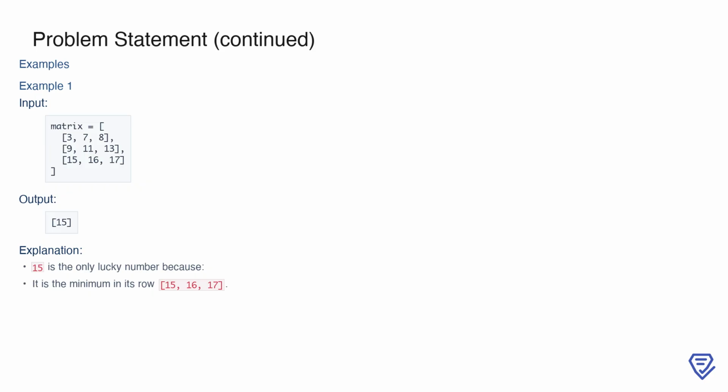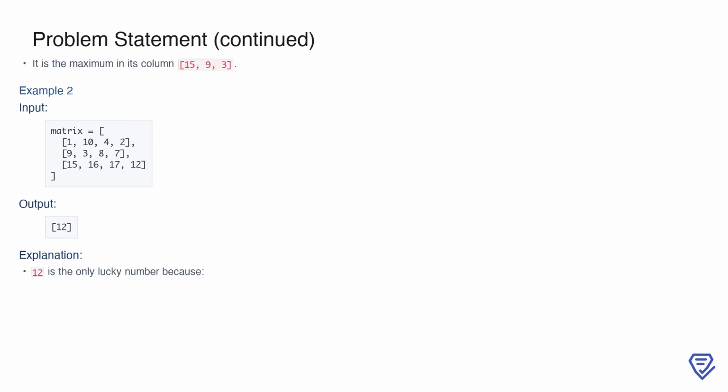Consider this 3 by 3 matrix: 3, 7, 8; 9, 11, 13; 15, 16, 17. The output for this example is 15. Here's why: the number 15 is the smallest element in its row, 15, 16, 17. This means it satisfies the first condition for being a lucky number. To check the second condition, we look at the column containing 15, which is 15, 9, 3. Since 15 is also the largest number in this column, it qualifies as a lucky number.